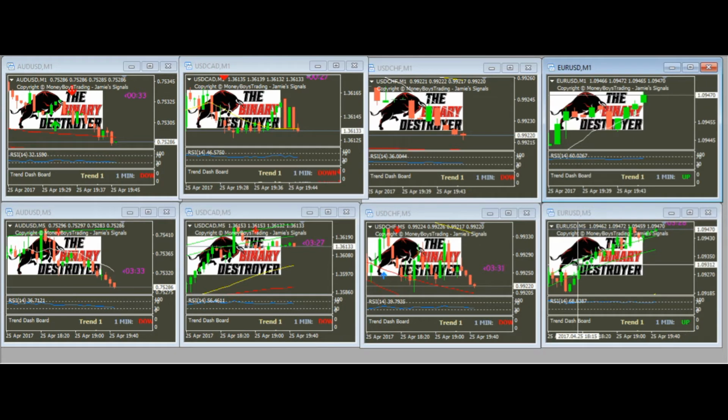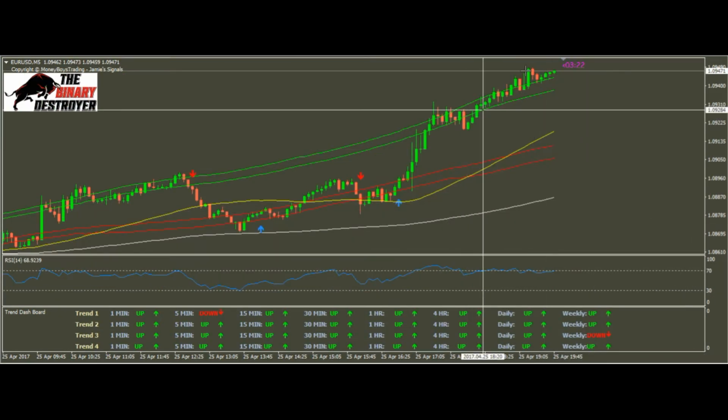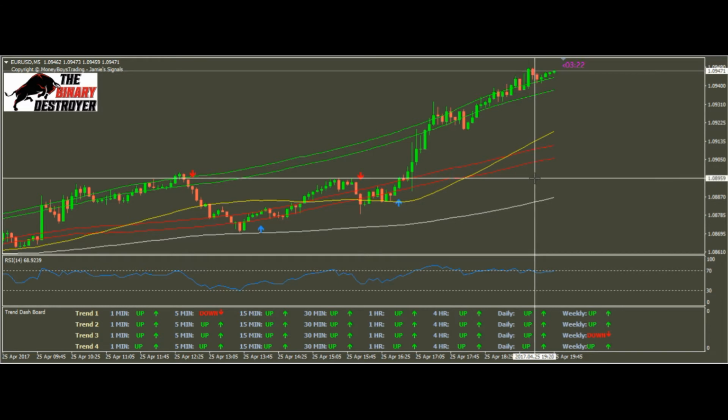Nothing really is happening at the minute. The euro US dollar looks like a good setup. I'm waiting for the price to reverse now. It's been going up quite some time now, really, for about an hour.